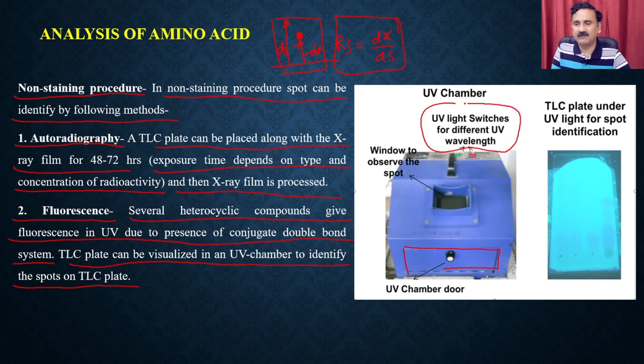You can use two different types of UV lights as per the wavelength. Because UV light is dangerous for the eye, you observe not directly but through this particular observing window. And what you see here is that all the spots are visible under the UV, and then you can use a camera or some other acquisition system to capture the image.